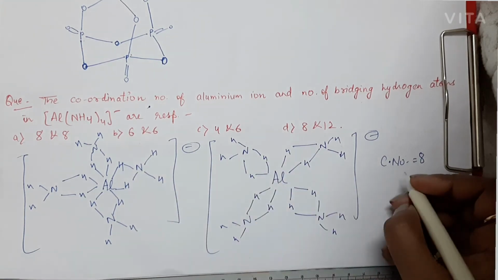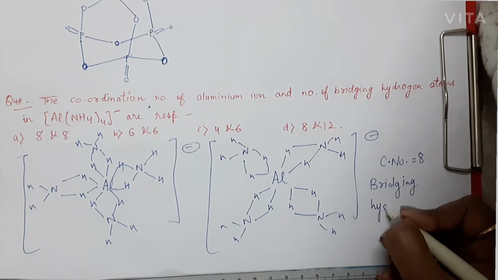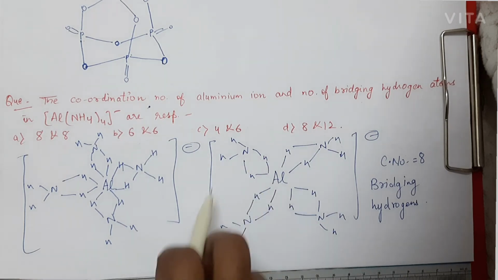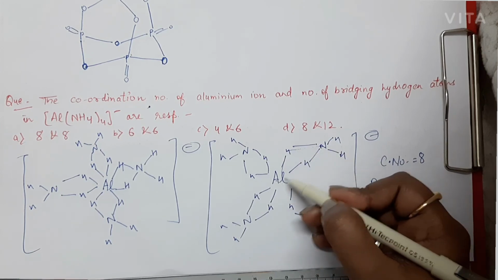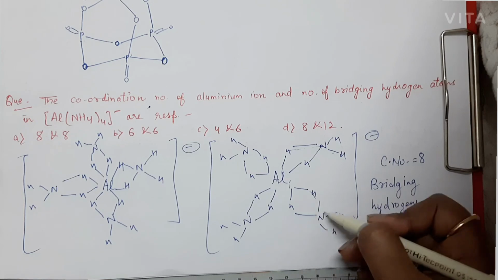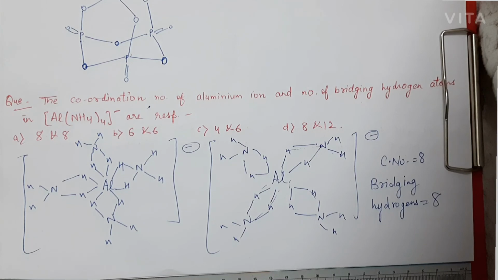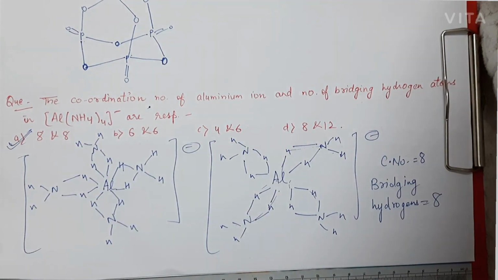Now talking about the bridging hydrogens. That also you can see here, the bridging hydrogens are these, right, which are between aluminium and nitrogen. So these are also 8: 1 2 3 4 5 6 7 and 8. So basically there are 8 bridging hydrogens. So if we look at this question, we have coordination number equal to 8 and the number of bridging hydrogens also equal to 8. So if we look at the options, out of these 4 options, option A is the correct option, right?